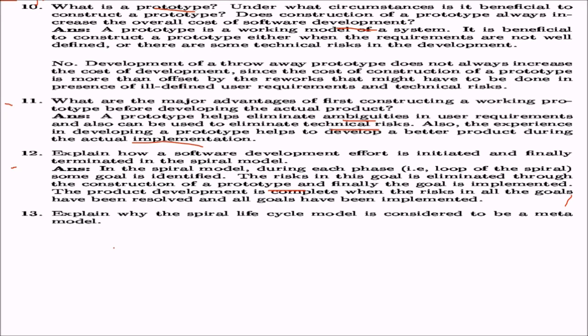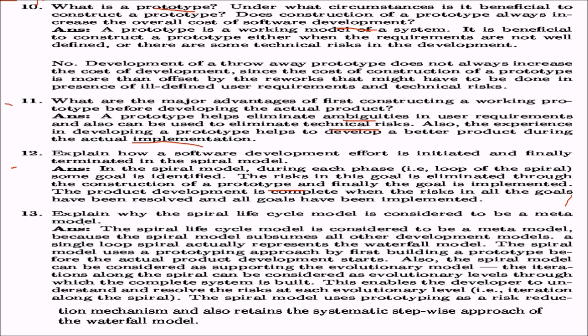Then explain why the spiral life cycle model is considered to be a meta model. Why it is a meta model? Because it contains various models, the aspects and the goodness of various models. So it is a meta model because it subsumes all other models. A single loop spiral model is actually a waterfall model. And the spiral model uses a prototyping approach by first building a prototype before the actual product commencement can go on.